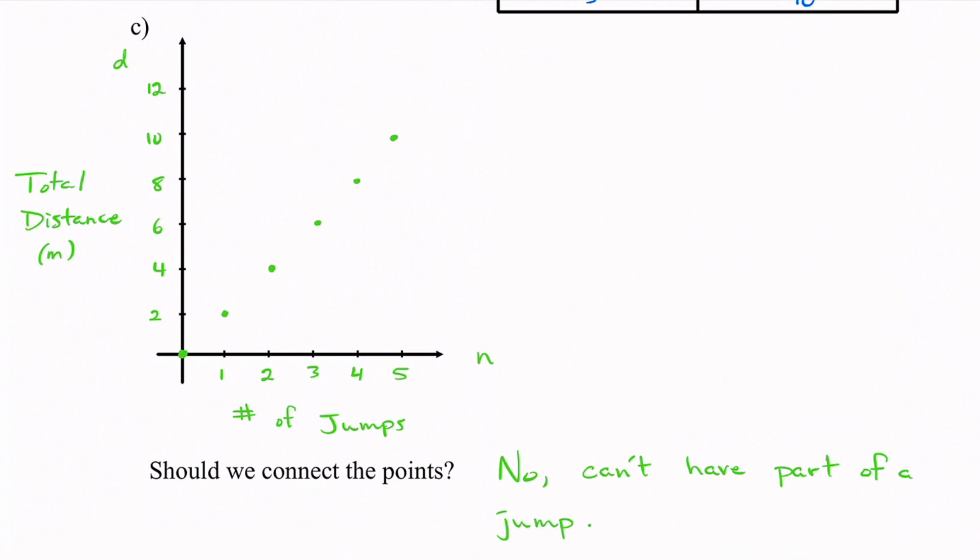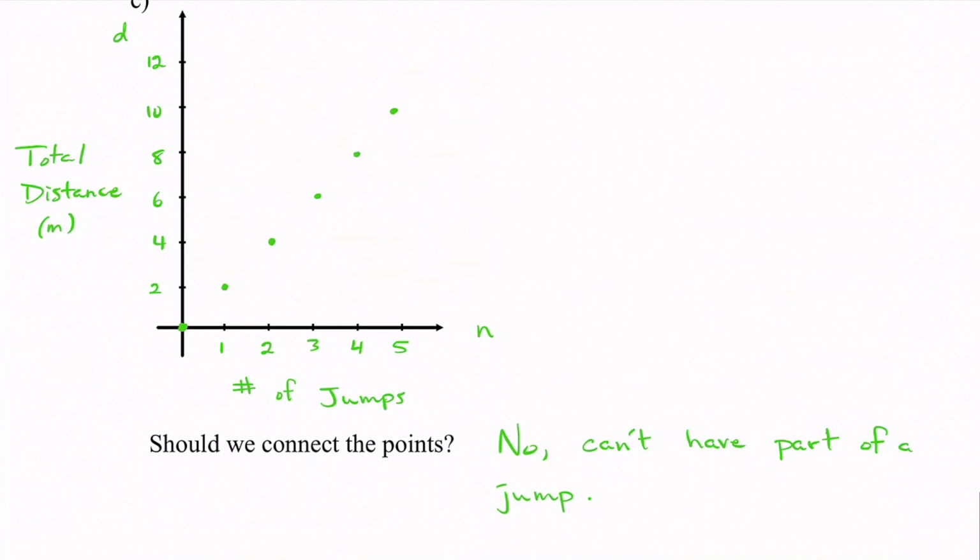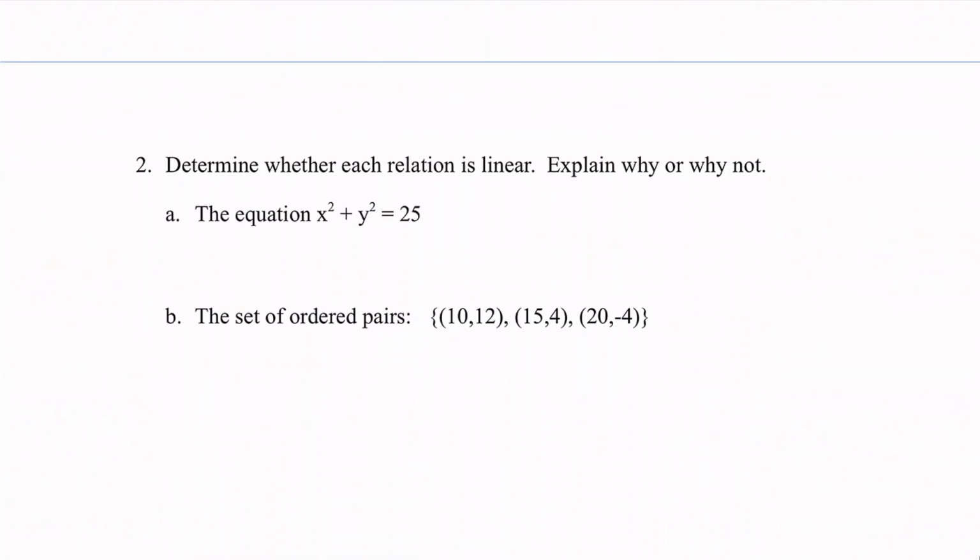So just because they look like they're on a straight line, don't just go ahead and draw a line in there. Think about, could you have points in between? If you could, then draw a line. Now we're moving on into our second last question.